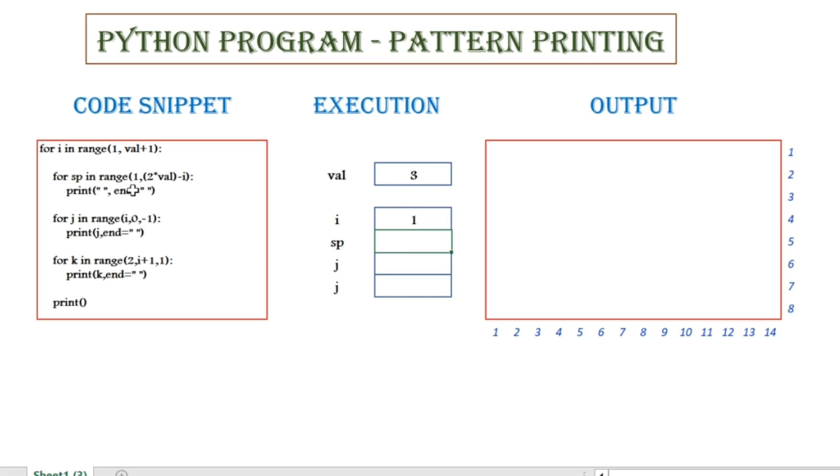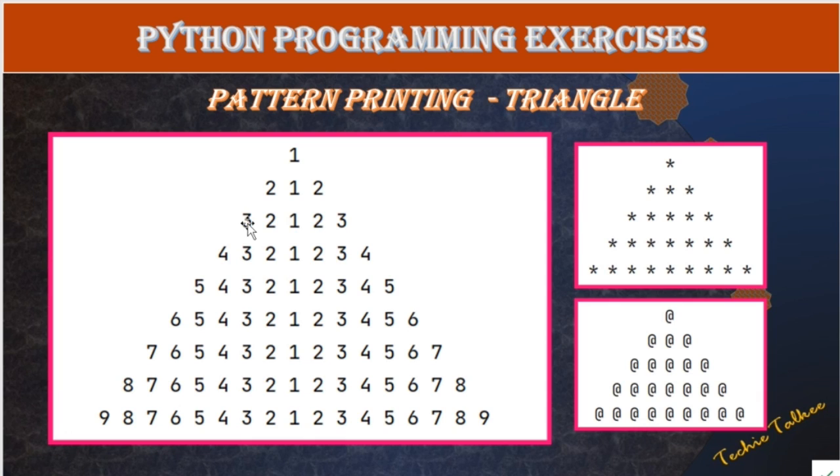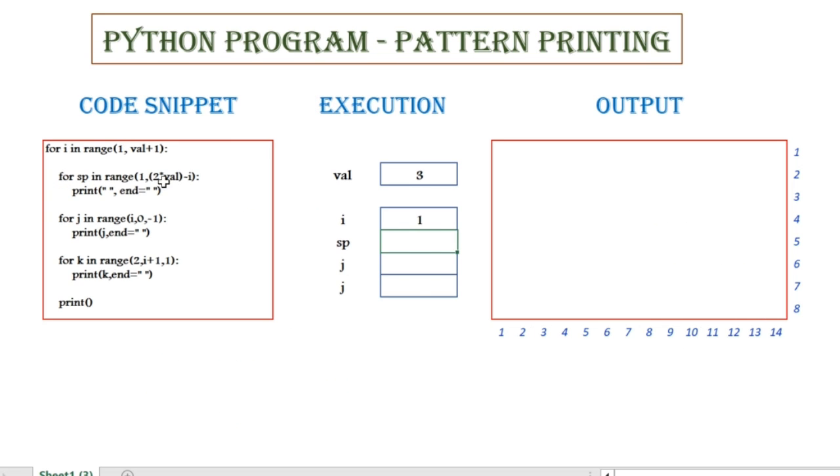for sp in range(1, 2 * val - i). So why have I given 2 into val here? Because I'm going to print the first 3 lines, I need to first understand the number of characters that need to be printed. Along with it, I'm going to introduce the space in between. So for that, I'm going to get 2 into val. The value of val is 3, so 2 into 3 is 6, and 6 minus i, where i is 1, is going to be 5. So from 1 till 5, it is going to print a blank space.